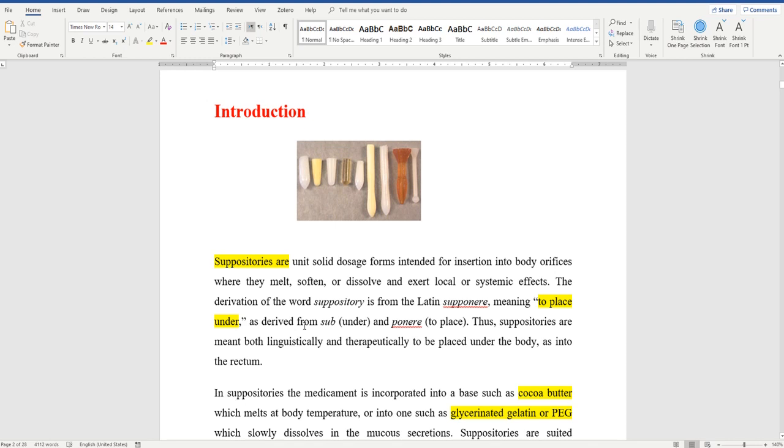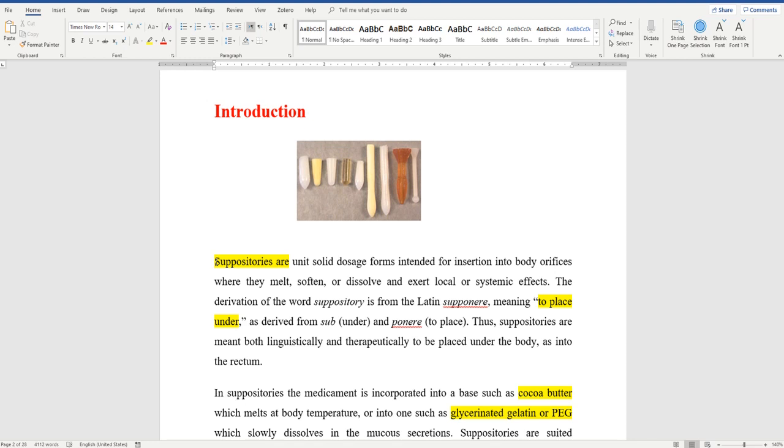Okay, so how do you define suppositories? After talking about the course learning outcomes, we always talk about the definition of the dosage form. In a similar way to how we defined tablets and capsules, we are going to define suppositories. Suppositories are defined as unit solid dosage forms. Here you will see unit because each suppository consists of a dose of a drug, so we call it unit. Then solid dosage form, this is how the suppository state of material is a solid.